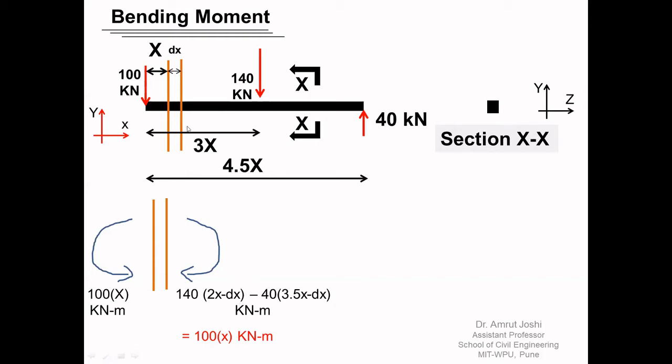The moment of 40 kilonewton at this cross section is going to be anti-clockwise. As I have shown the resultant moment to be clockwise, I will treat this as negative, and that will be equal to 40 kilonewton multiplied by this distance. That distance is 4.5x minus x minus dx. So it is minus 40 into 3.5x minus dx. In the limit, as dx tends to 0, this is going to turn out to be 100 into x kilonewton meter, which is obvious. As the cross sections are in equilibrium, the moment on left hand side and right hand side should have same magnitude but opposite sign.